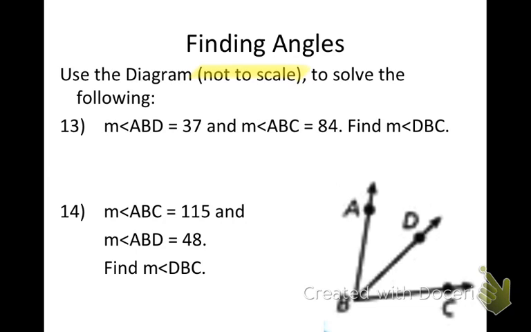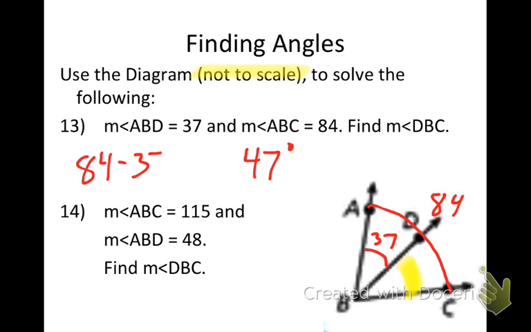All right, moment of truth here. Let's see. First one says ABD is 37 degrees. So ABD is 37. ABC is 84. And I want to find DBC. So what would the answer be there, Clark? Nice job. How'd you find that, sir? You take 84 minus 37. Good work, sir. That is correct.